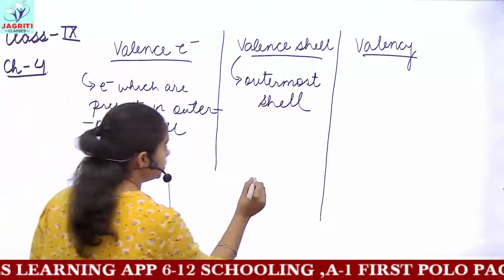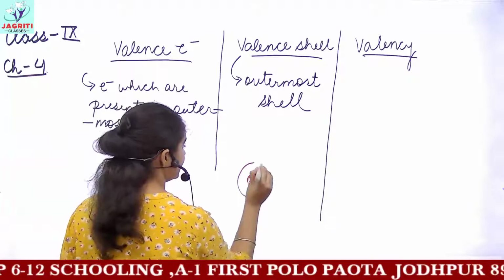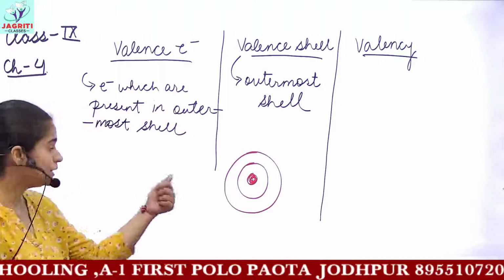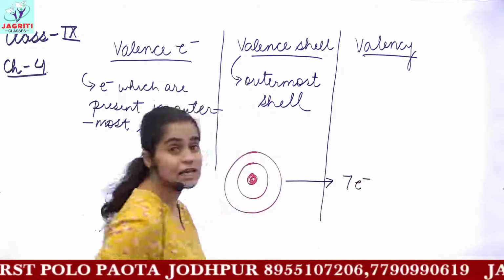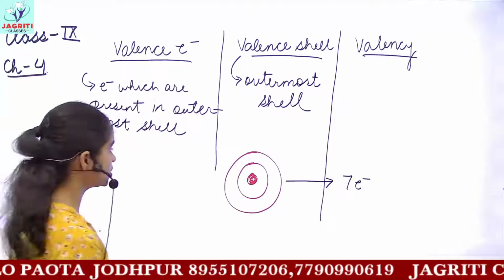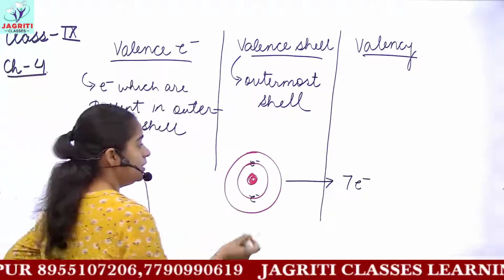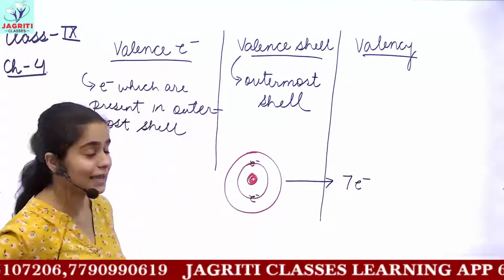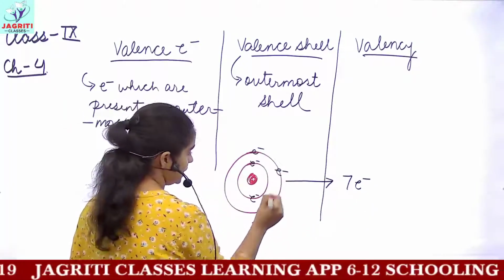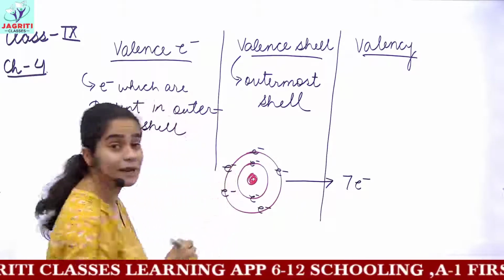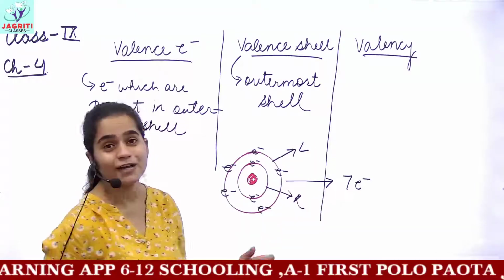For example, you have an atom. This is the nucleus of that particular atom. Then you have different shells around your nucleus. Let's suppose I have to arrange a total of 7 electrons in these shells. How will these 7 electrons be arranged? The first 2 electrons will occupy your first shell, that is the K shell. When 2 electrons have already occupied the K shell, you have 5 electrons left. These 5 electrons will occupy the next shell. The first shell is called the K shell, and this outermost is your L shell.